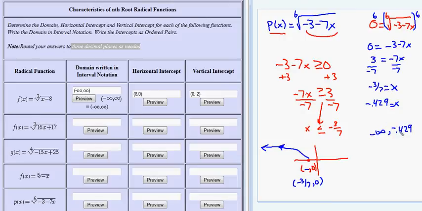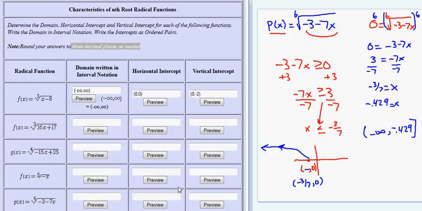Now, I'm going to put a bracket here because negative 3/7 actually is the number that is okay to plug in and get a valid output. In fact, that's the number you plug in to get 0. And now, because I rounded it, I have a small issue with that. But I'm going to put a bracket and say that's part of the domain. But negative infinity, you never reach negative infinity. So you always will see a parenthesis around infinity or negative infinity. The function doesn't actually take on the value of negative infinity. Negative infinity is not a real number.